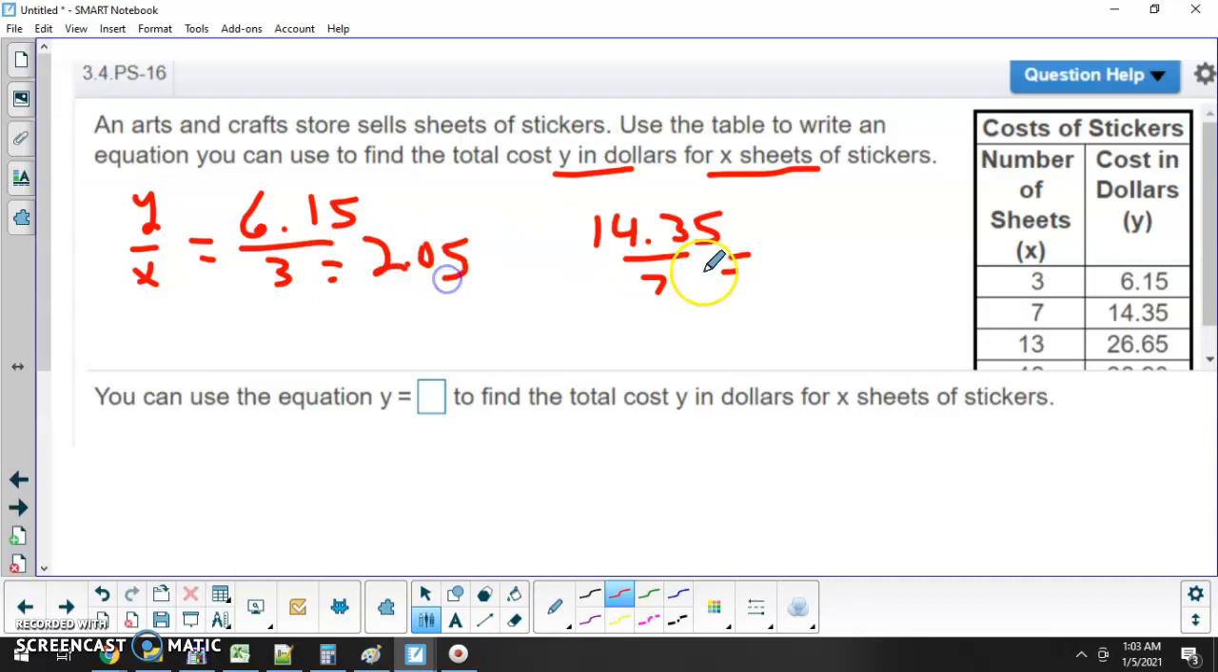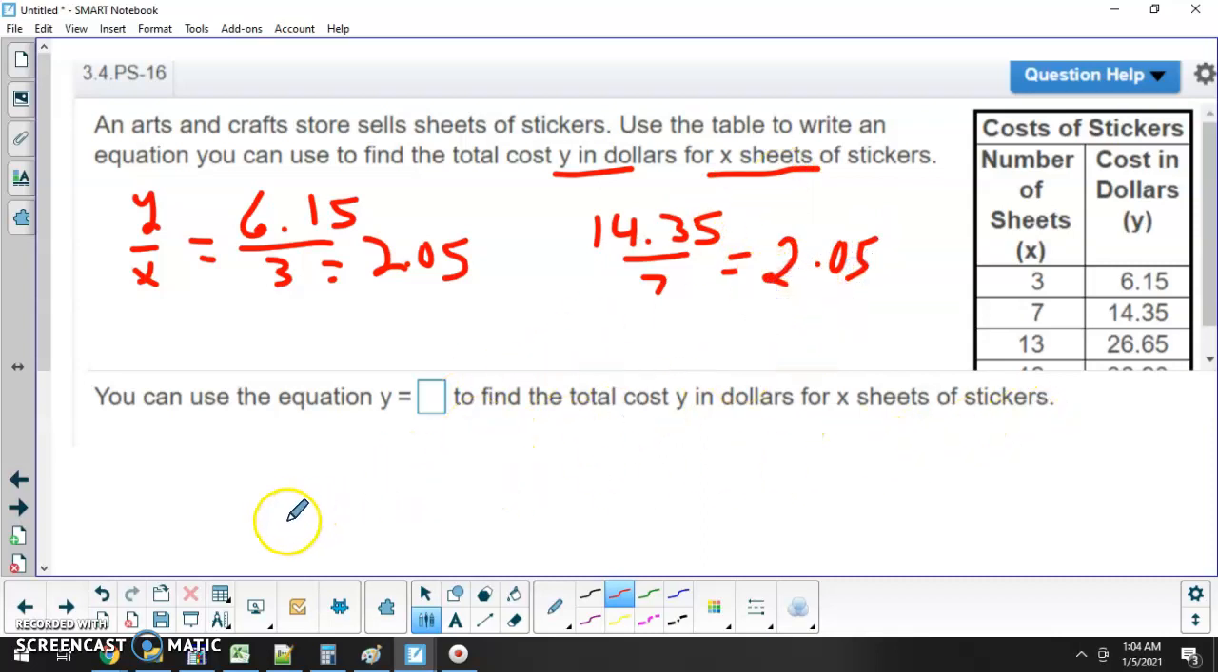So I got 2.05, so it's $2.05 per sheet of stickers. That would be like the unit rate, actually, to use something that we learned about before Christmas. So $2.05 per sheet of stickers.